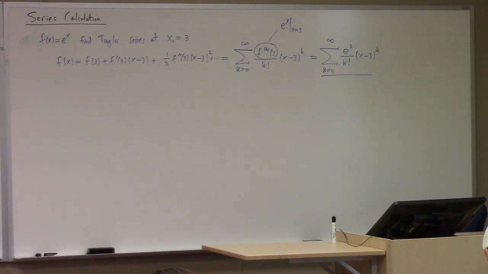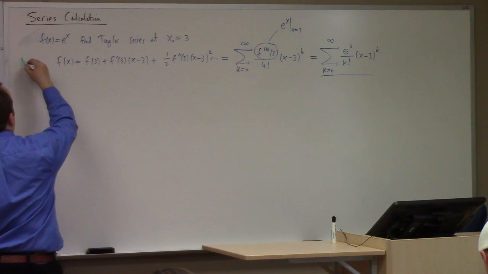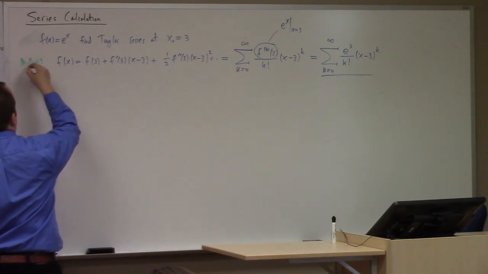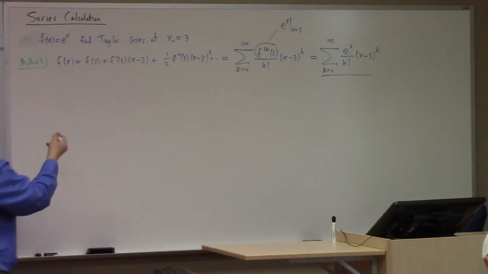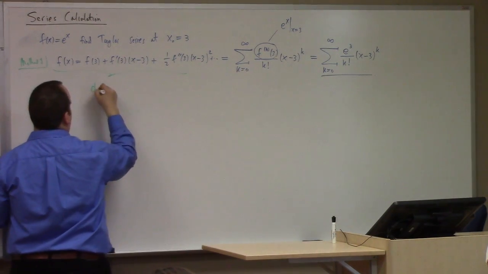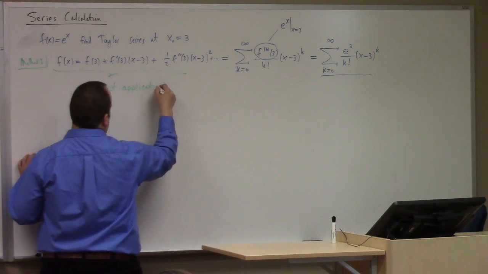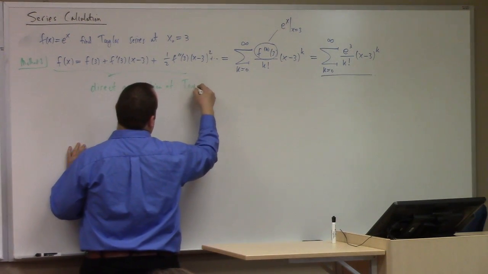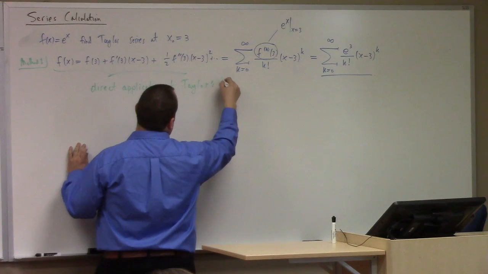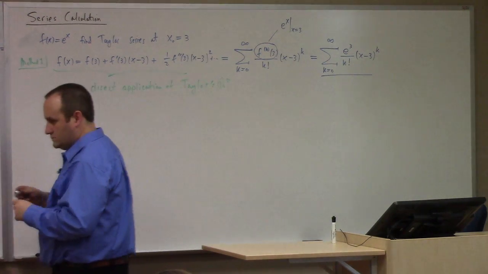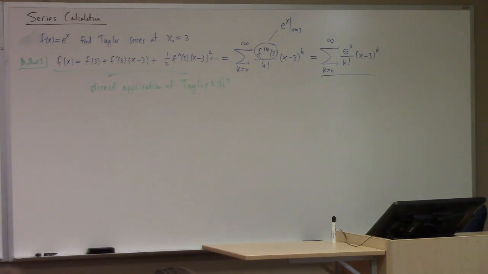There's, of course, another way you could do this example. What's the other way? So method 1 is just direct application of Taylor's theorem, all right? What's a sneakier way we can do this? I think I showed you guys this trick before. Let me show it to you again.